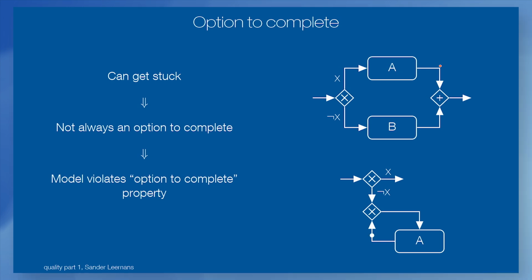So this is a live lock. We keep this token within this little circle, and we are never going to finish. The process can get stuck, where stuck means that you cannot progress anymore towards an end state. There's not always an option to complete, because this process can actually finish by, in the first decision going straight, you finish without issue. But if you go down, you get in a live lock, hence you cannot always complete. This model violates the option to complete property.